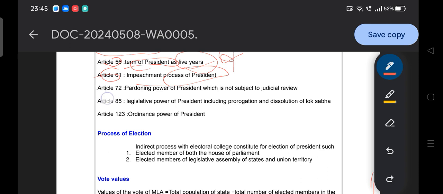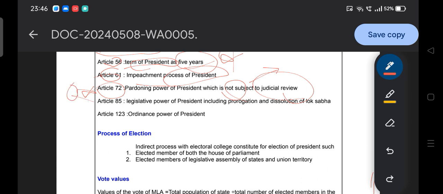Then moving to Article 72, which talks about the pardoning power of the President, which is not subject to judicial review. So the pardoning power of the President cannot be challenged in a court of law. If someone asks whether the pardoning power of the President is subject to judicial review, you will say no. According to Article 72, it is not subject to judicial review. The Supreme Court cannot review the pardoning power of the President, because it is a constitutional power mentioned in Article 72.